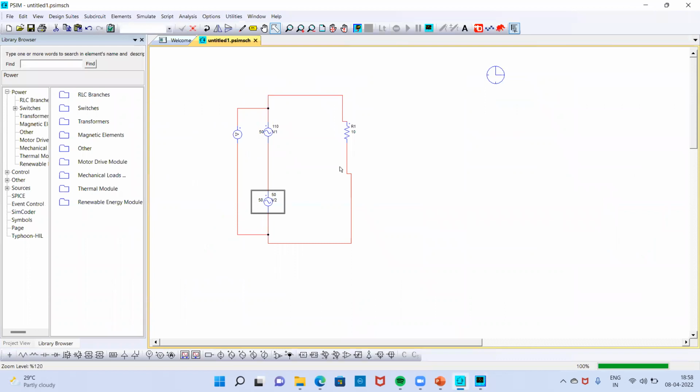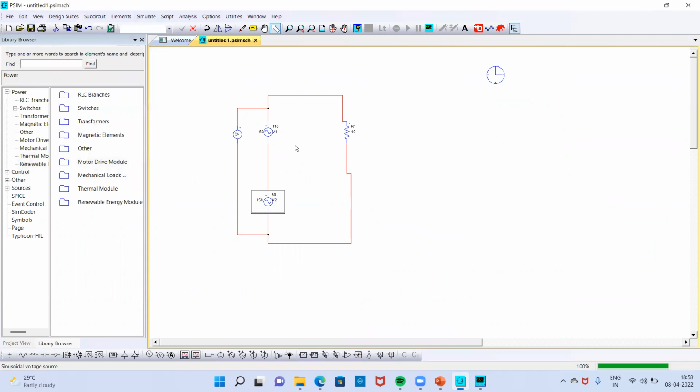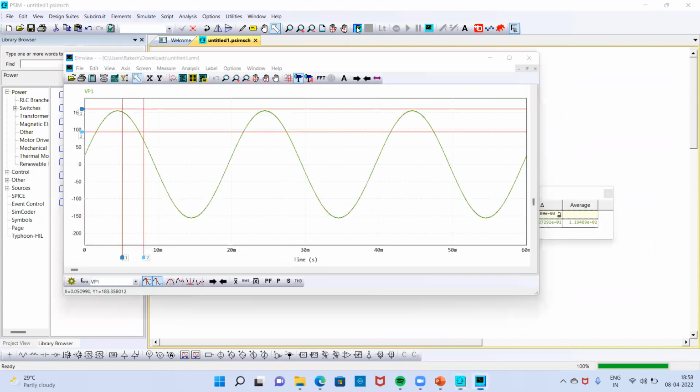Now what I will do is see what happens if the frequency is changed. It means I am having a 50 hertz AC component, or 50 hertz voltage source, and for that I am adding a 150 hertz voltage source. Now I will make it 150 hertz. So what you will see will show here.